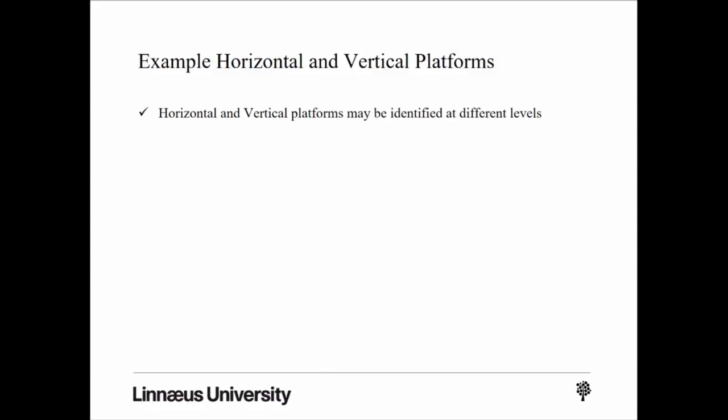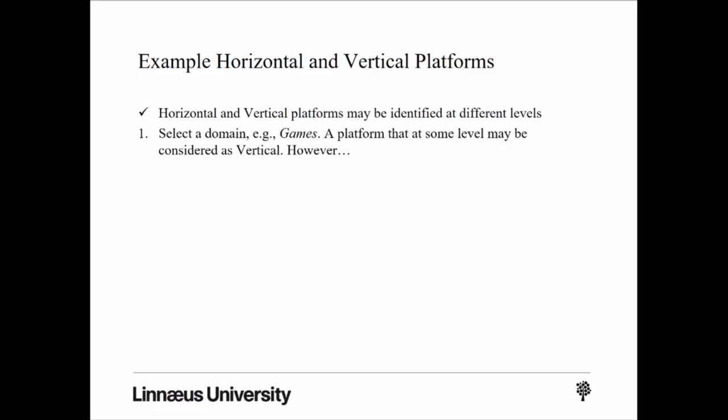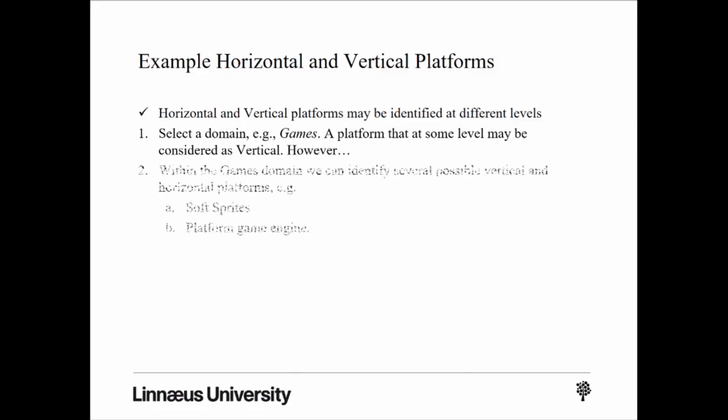There are some interesting aspects when it comes to horizontal and vertical platforms, and that is that you may actually identify these at various levels of abstraction. We can think about a games domain. At some level, that can actually be a vertical domain. But it could also be, within the games domain, a horizontal platform. Because you could find something that is spanning or useful in many games, many different types of games.